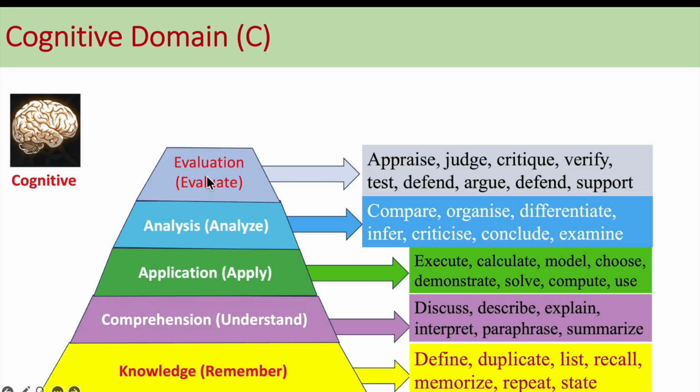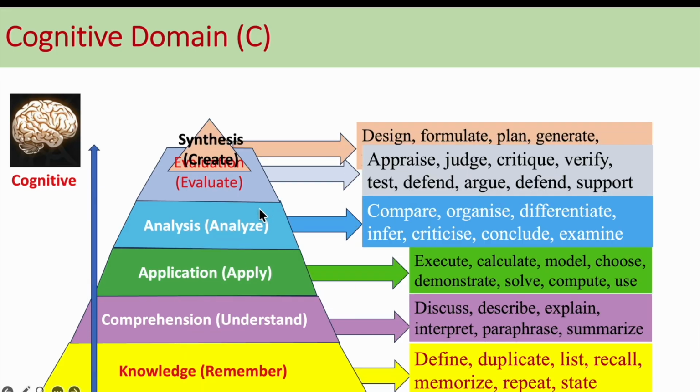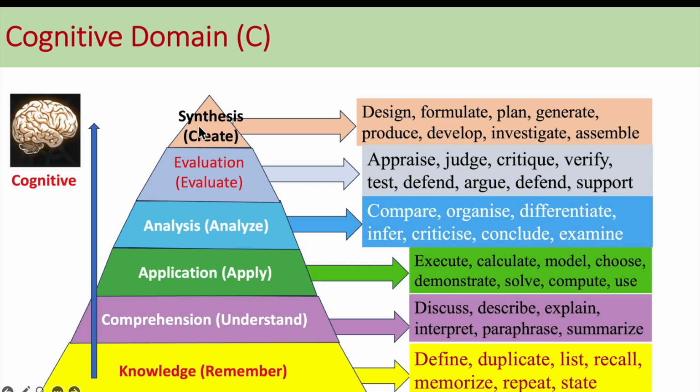Fifth level is evaluation, or you can say evaluate, and the action verbs are appraise, judge, critic, verify, test, defend, argue, support. And the sixth level is synthesis or create, and the action verbs are design, formulate, plan, generate, produce, develop, investigate, assemble. Although these are the few action verbs that are most commonly used, there is a long list available. If you want, we can provide that list as well.